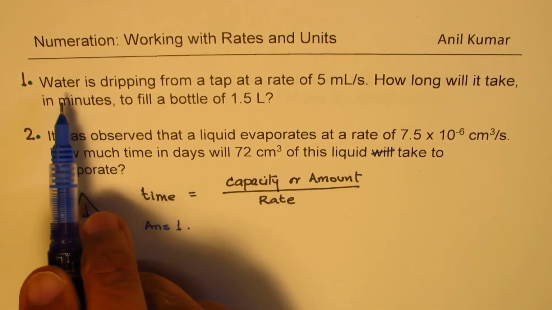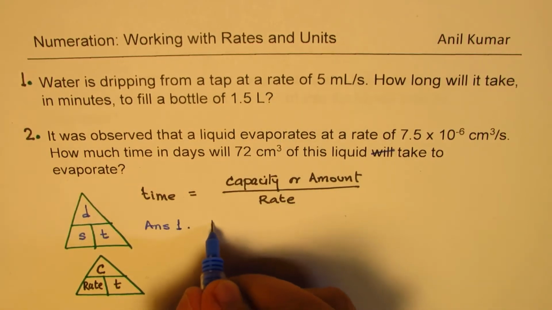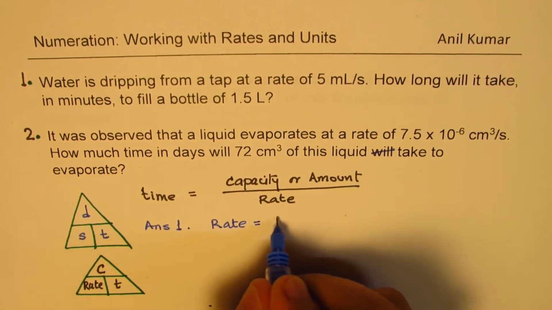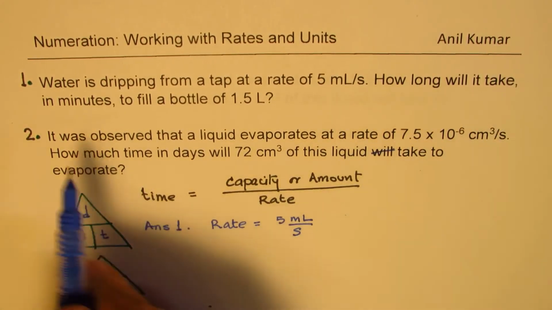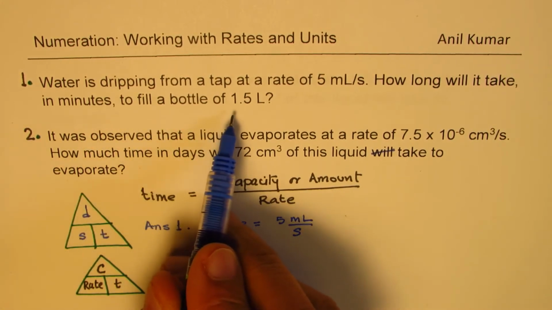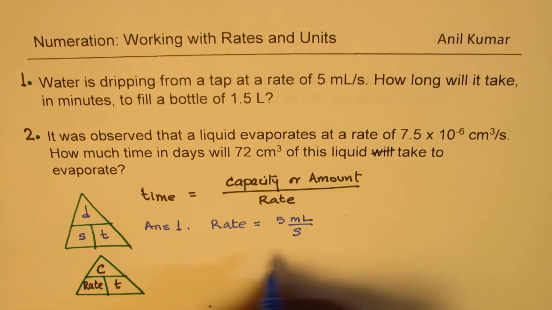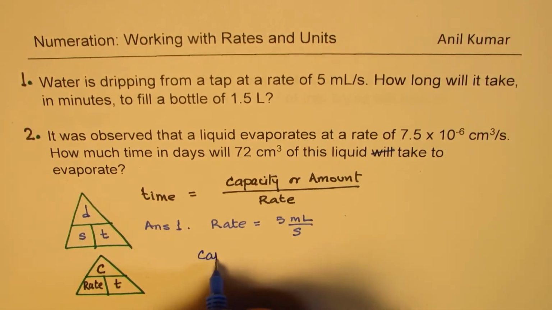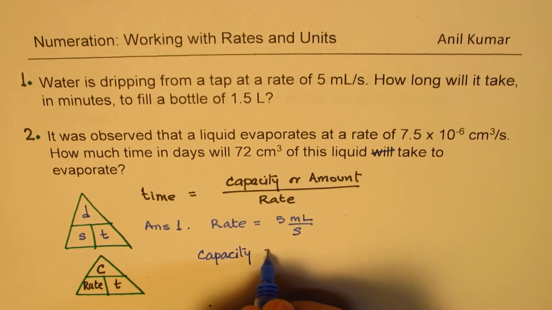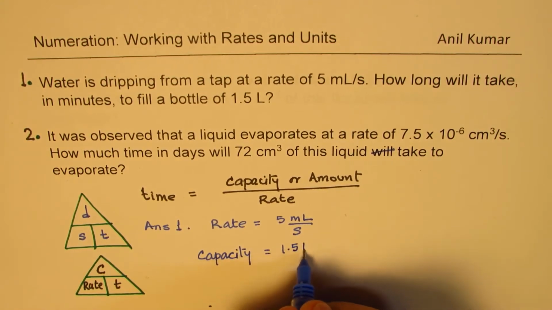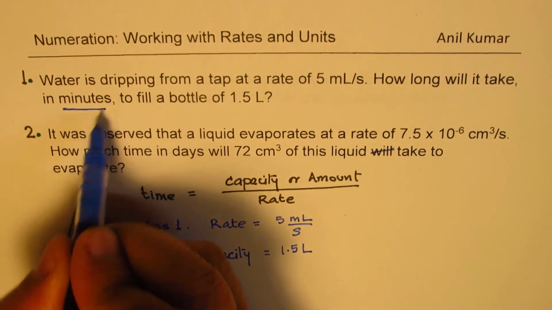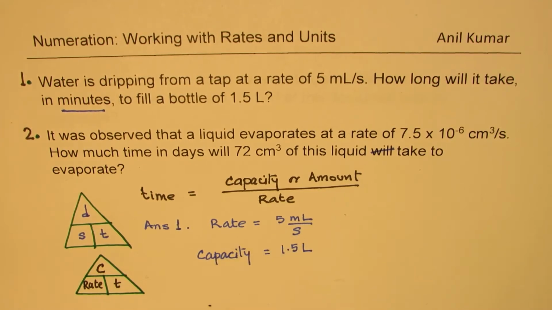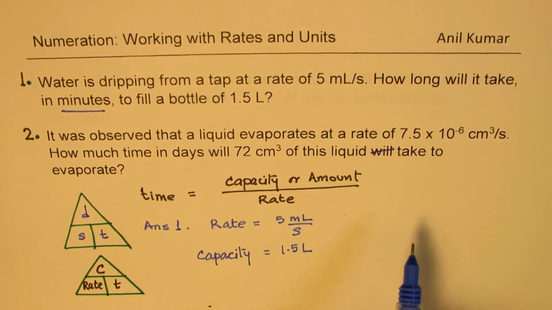It says water is dripping from a tap at a rate, so we are given the rate equal to 5 milliliters per second. How long will it take, in minutes, to fill a bottle of 1.5 liters? That is the amount, or the capacity, which is 1.5 liters. We want our answer in minutes, so we need to convert these units also. You could convert them separately, or you could do it together.